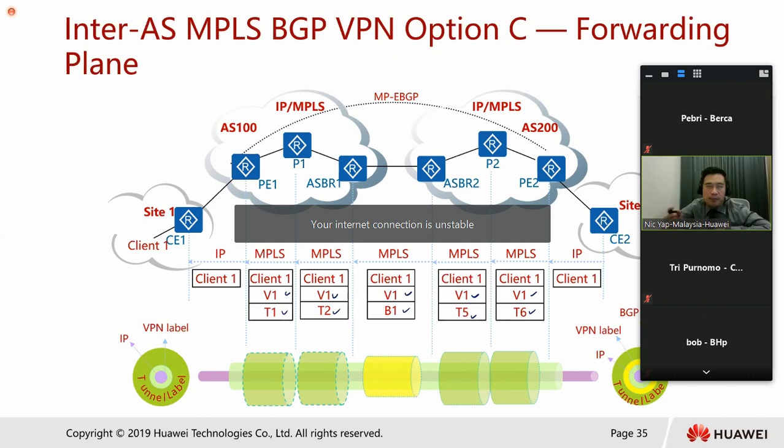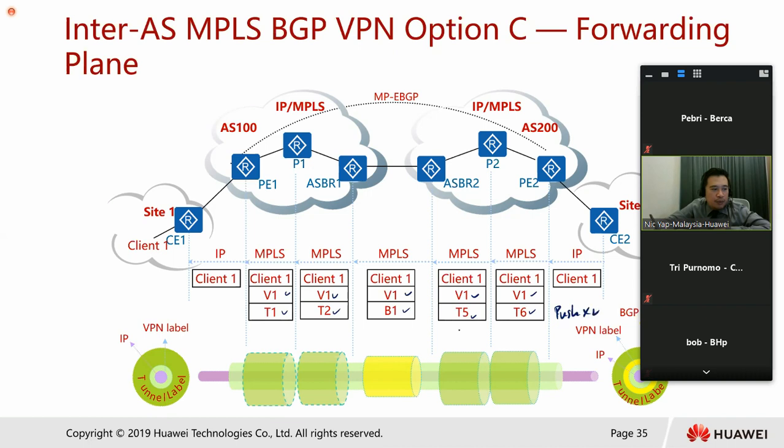Actually, from this PE, it just pushes twice. Then the rest is doing the swap, swap, swap, and pop 2 times. Okay, push 2 times on the ingress, pop 2 times on the egress. So that is how simple it can be done on the inter-AS BGP VPN Option C, solution number 2.